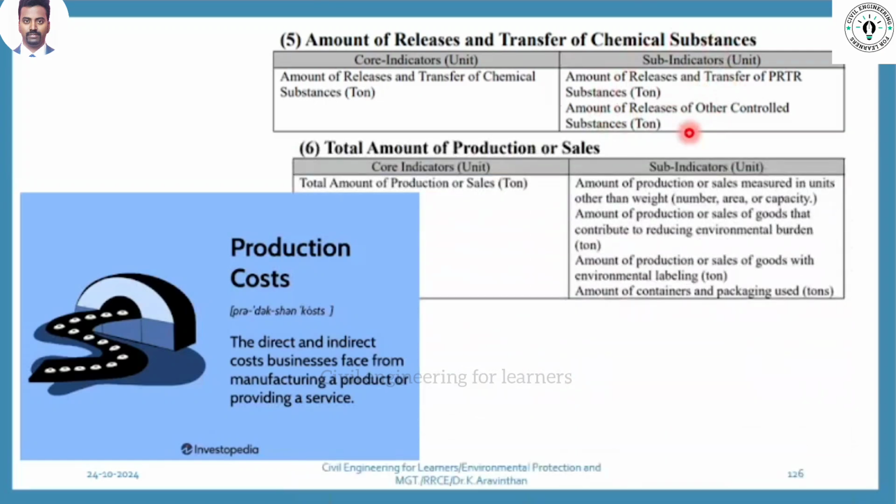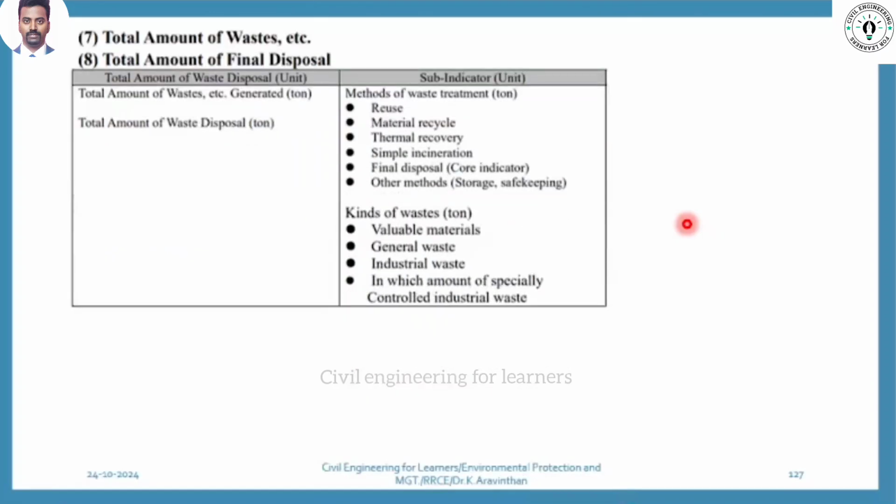Next one, amount of production and sales. How many cars are sold per year? They will take a quantity: 10,000 units of cars sold per year. So you have to calculate that amount of sales or product in terms of tons. These are sub-indicators. Next one, amount of waste. Eighth one is final disposal. After manufacturing something, they get some waste products. That waste has to be measured in terms of tons.